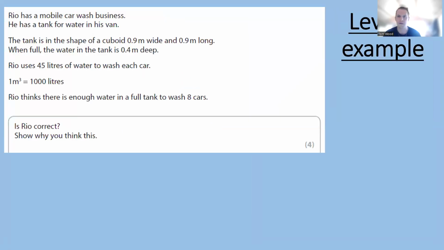Okay, so if we move on then, let's have another look at one of these questions. We've got another level 1 example here before we move on to the level 2. And again, I can spot straight away it's a 4-mark question. So I'm just going to pause and read the question first of all.